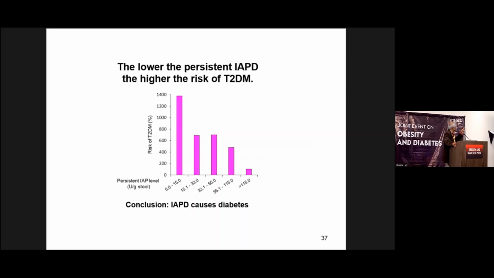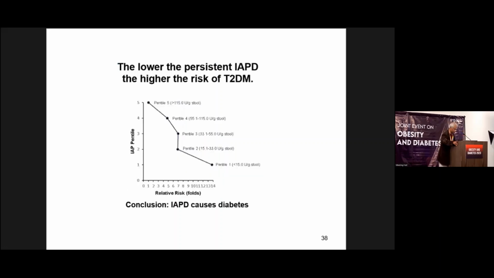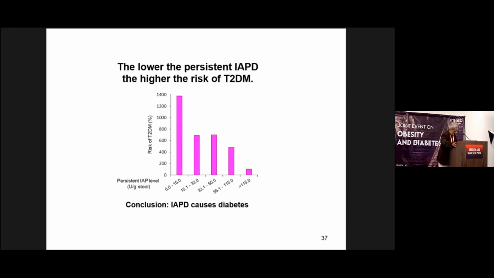Pentyl, if you see the risk ratio is about 14. If you have very high, which is 1, compared to 1, the number 5 is 14-fold. And 1 is the highest number. What is happening? On the extreme right, that is more than 115, and the extreme left is only 15, and it is 14-fold higher compared to that extreme right.